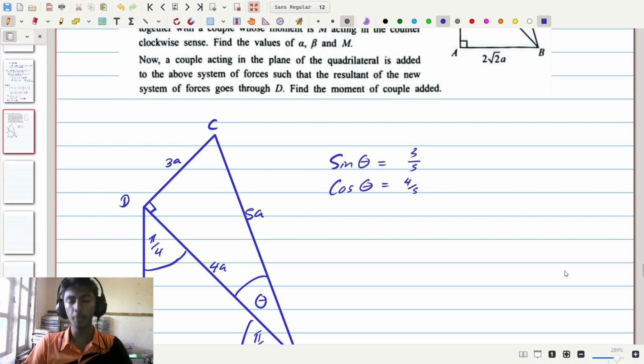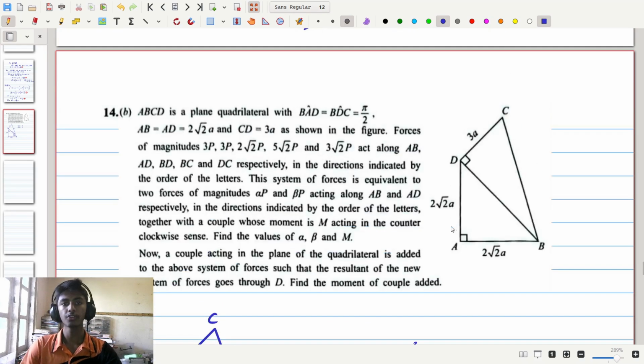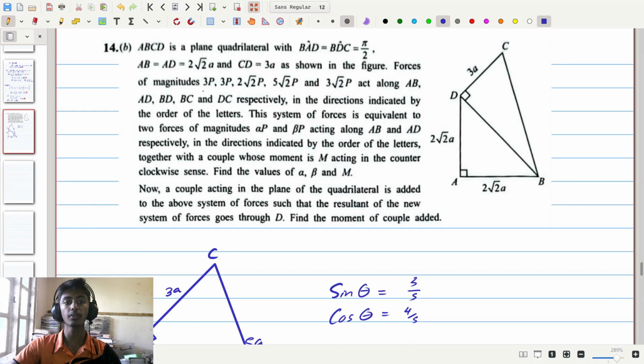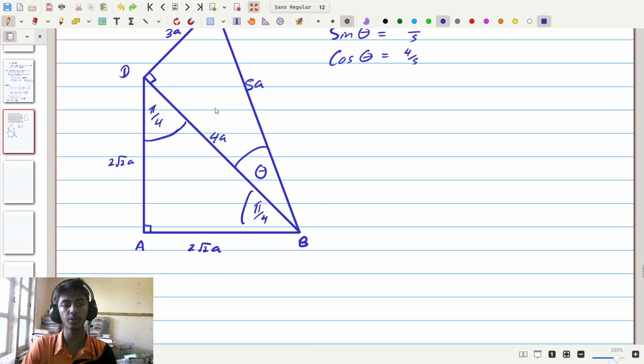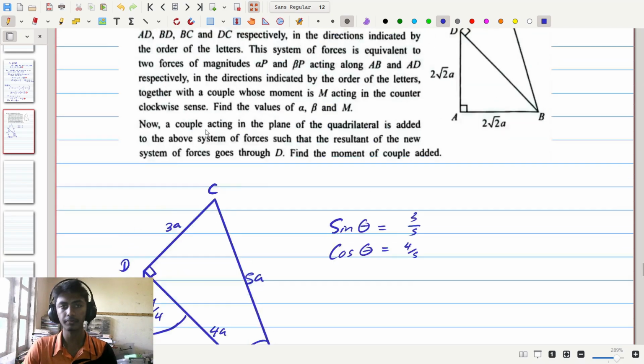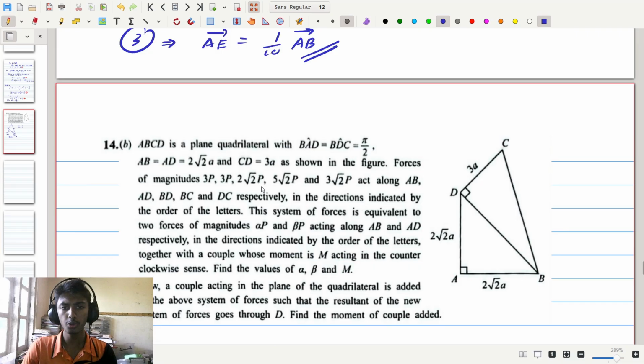Now that we've established the geometry, we can move on to handling the forces. So it says there are 5 forces in total. We have 3p, 3p, 2 root 2 p, 5 root 2 p and 3 root 2 p in the directions AB, AD, BD, BC and DC. So first off, AB and AD have 3p forces in them. So AB and AD means A to B and A to D. These two directions, there's a 3p force in this line AB, and there's another 3p force in the direction of AD. And then there's a 2 root 2 p force in the direction of BD.